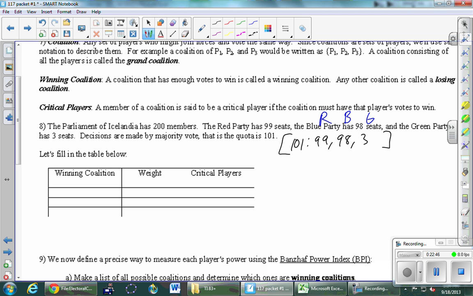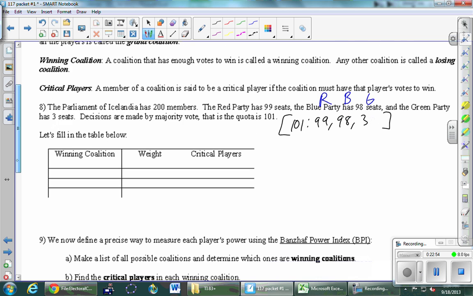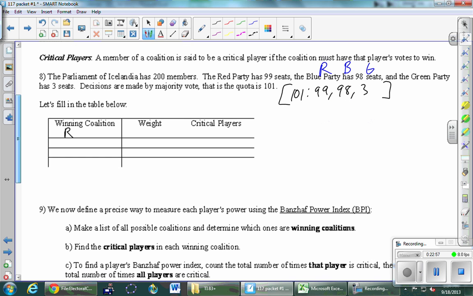What's one pair of colors that could join together? Use the letters R, B, and G. R and B. So one winning coalition is R and B. And we're just going to list the letters there with a comma. I'm not going to require that you do this, but technically we put the little curly braces around the side. That's how we write a set mathematically. I don't need you to do it.